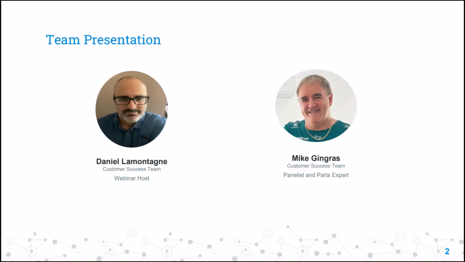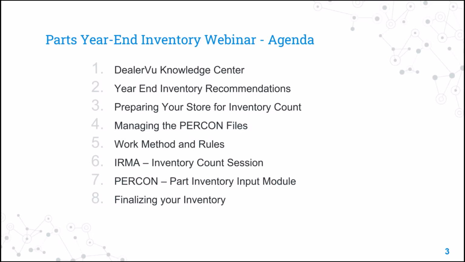Presenting the team, it's going to be myself as the host, and we have Mike Gingras, obviously an expert that most of you have already spoken to, specifically about this subject. We're happy to go through 8 different parts of the inventory. One, we're going to start with the Knowledge Center because it's always important for you to know where to find these documents and information. Then we're going to start with the year-end inventory recommendations. We're going to prepare your store for inventory count. We're going to manage your Percon files. We're going to talk about work methods and rules, IRMA and the count sessions and strategies for that, Percon and how to use it, and finally finalizing your inventory.